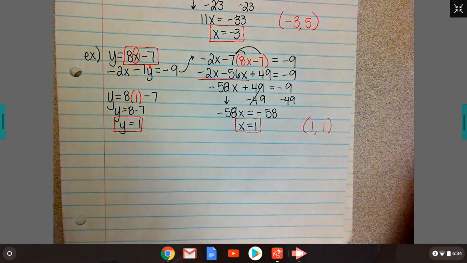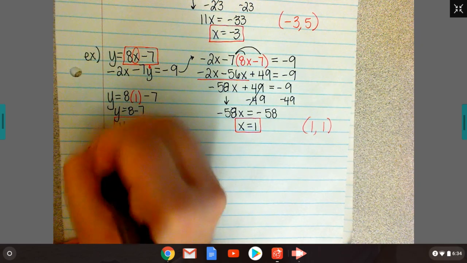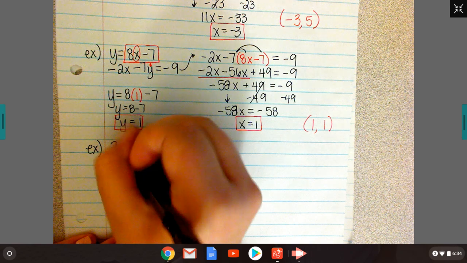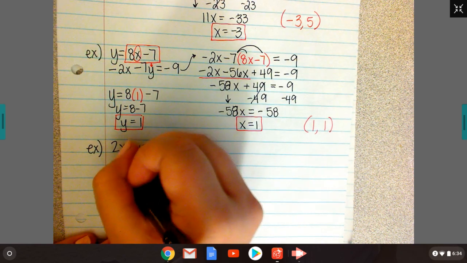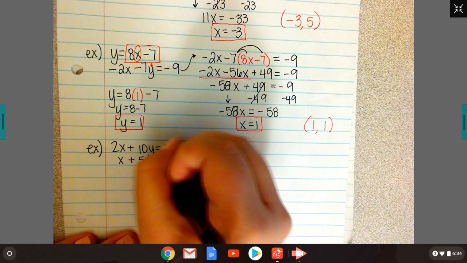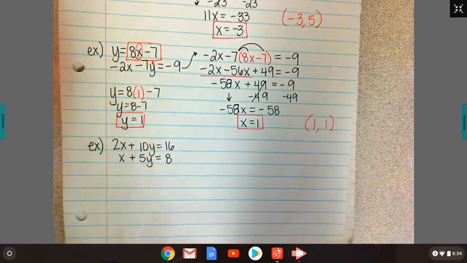All right, let's look at another one here. This one we'll have both equations not solved for y or x. So we've got 2x plus 10y equals 16, and x plus 5y equals 8.